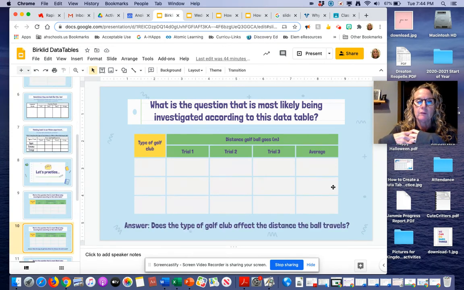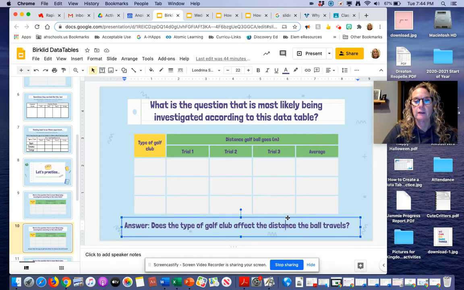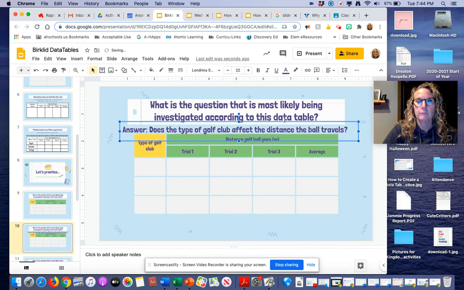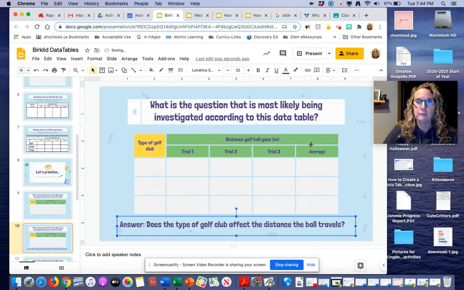The answer would be, does the type of golf club affect the distance the ball travels? The really nice part about this is I could click on it and I can just drag it up here and it would become my title. Does the type of golf club affect the distance the ball travels? There you go. That's my data table. That's my answer right there. So I'm going to move this back down here now. But that would be my data table title.